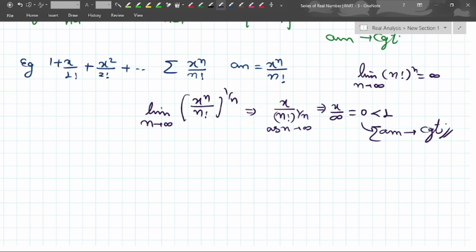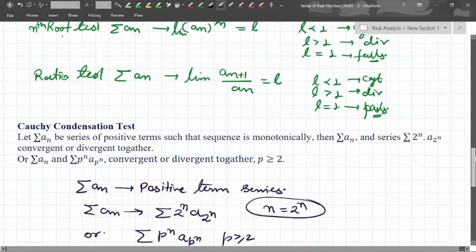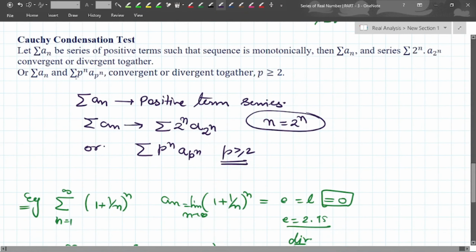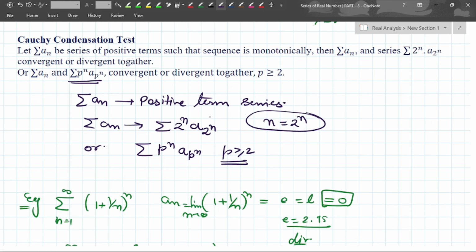There are two important methods for series: the D'Alembert ratio test and the Cauchy condensation test. Now come to the Cauchy condensation test. If you have a sequence like this, 2 power n a 2 power n, then you can use this test, and it means that the two series converge or diverge together if p is greater than 2.